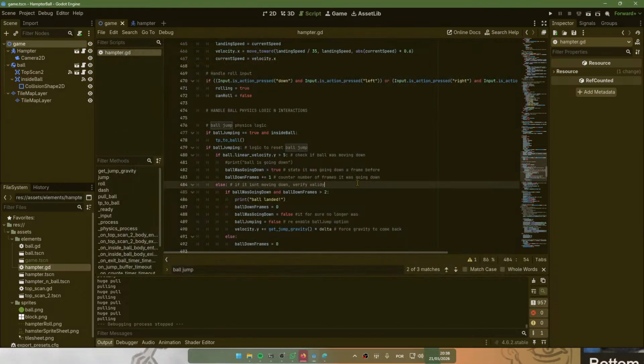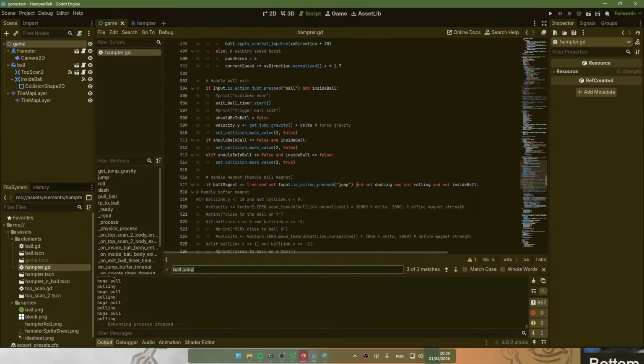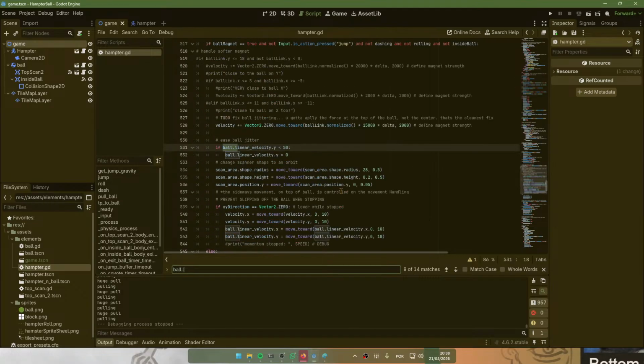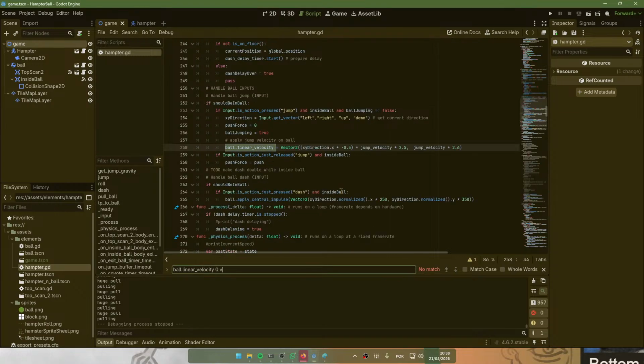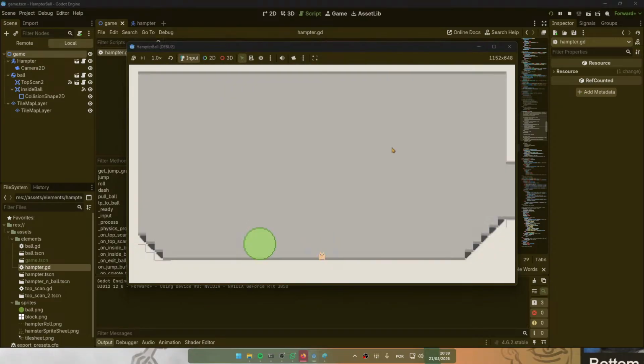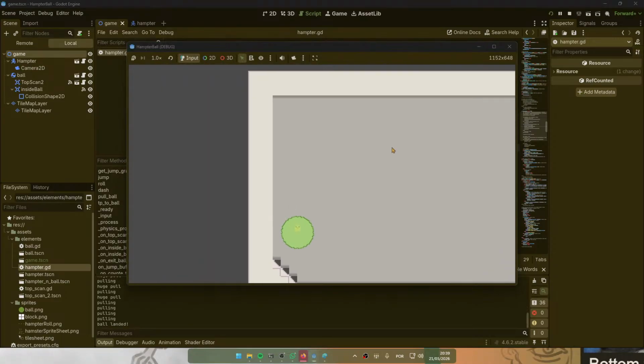Like, why is his velocity being the same as the ball if I remove that line? Ball dot linear velocity, linear velocity equals, no, it doesn't exist. Velocity equals ball. See, it's right here. Why is the hamster bouncing, man? Can someone explain that to me?